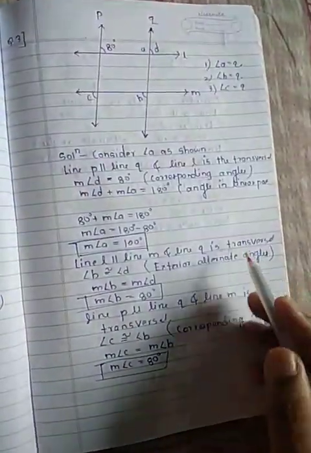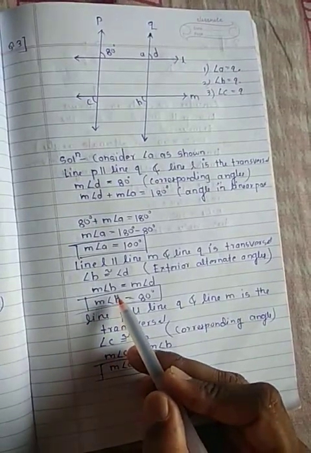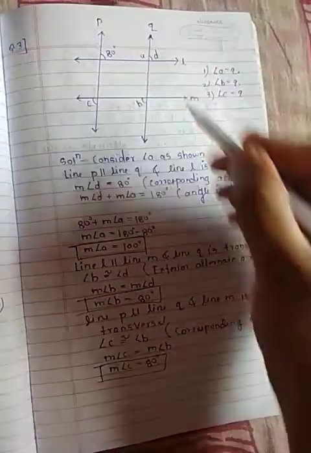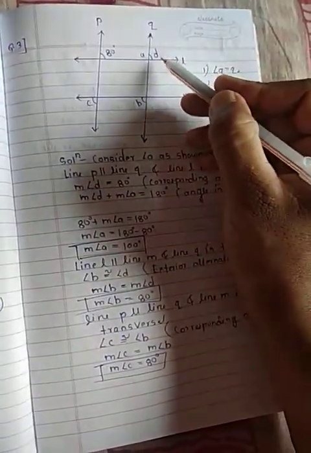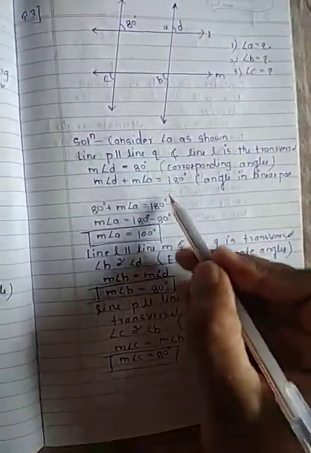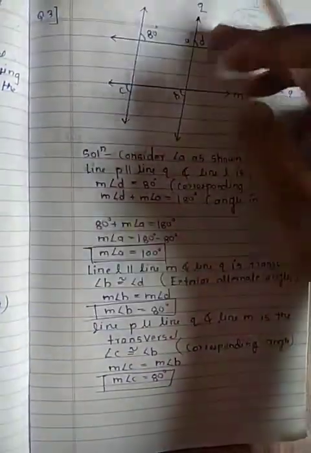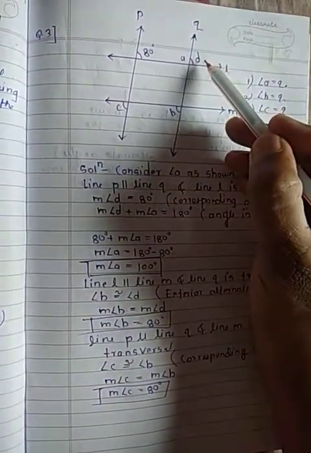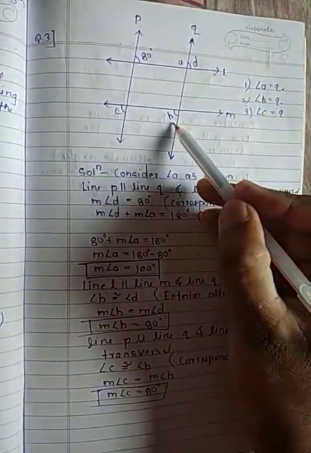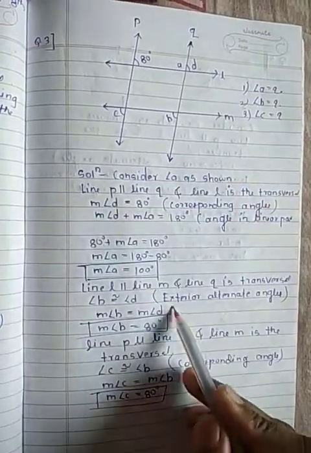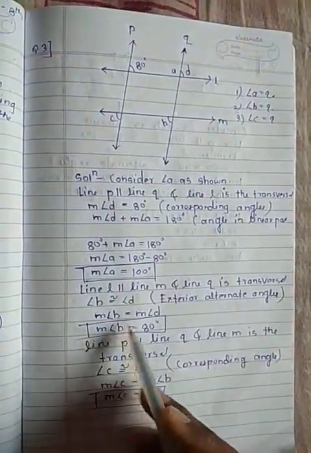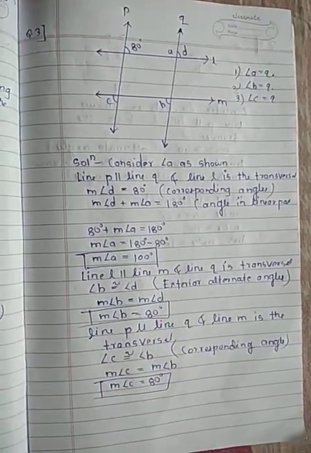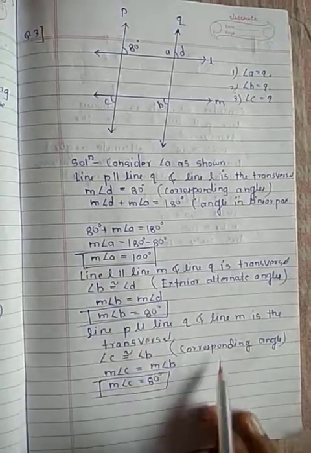Okay, so students, the measure of angle B is equal to the measure of angle D. We already found that the measure of angle D is 80 degrees here. So these are exterior alternate angles. Obviously the measure of angle D is 80 degrees, so the measure of angle B is also 80 degrees because they are exterior alternate angles. So angle A and B we have found.